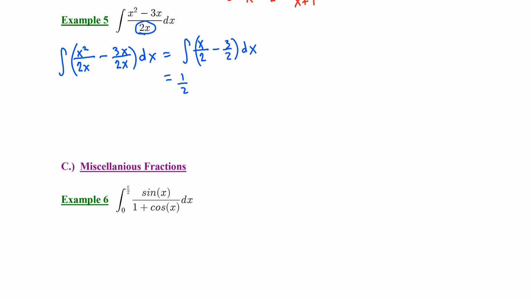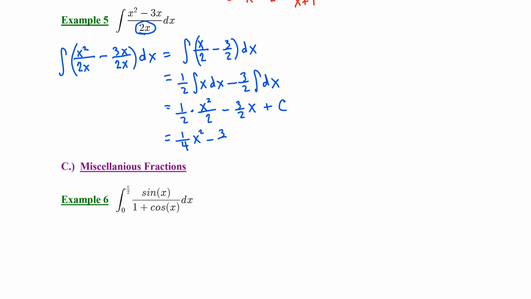We can think of that first term as 1/2 times the integral of x dx. And we can think of that last term as minus 3/2 times dx. So integrating, we have 1/2 times x squared over 2 minus 3/2 times x plus c. I'm going to simplify just a bit. And again, you can write this term x squared over 4, or if you prefer, 1/4 x squared. Either is acceptable.